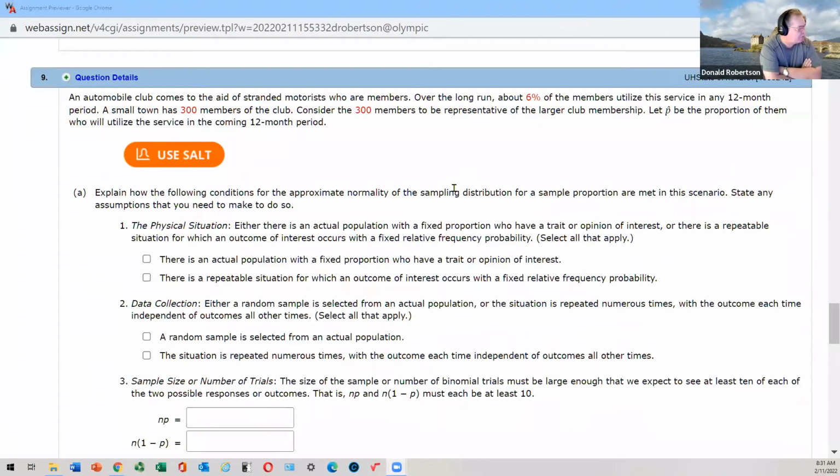An automobile club comes to the aid of stranded motorists who are members, like AAA. Over the long run, about 6% of the members utilize this service in any given year. Okay, I'll take your word for that. A small town of 300 members, so there's more than 300 in the club, but 300 are in the club. So we consider this 300 members to be representative of the larger club membership. Let P hat be the proportion of them who will utilize this service in the coming year.